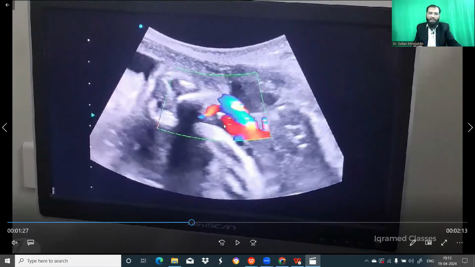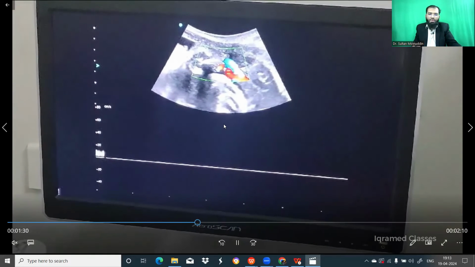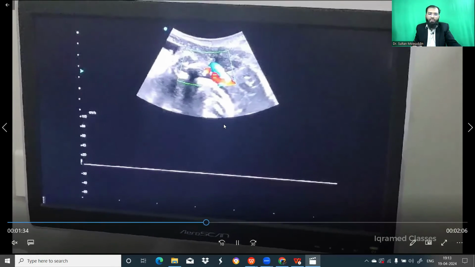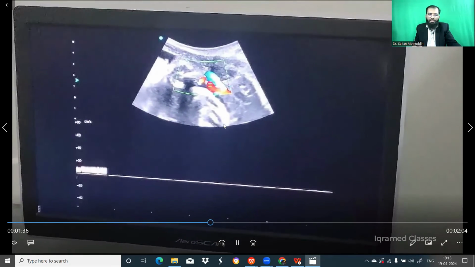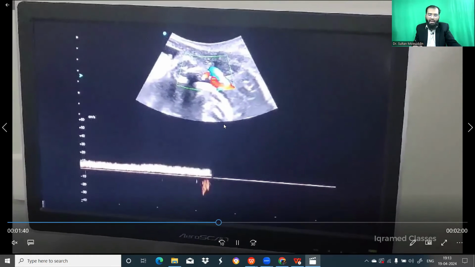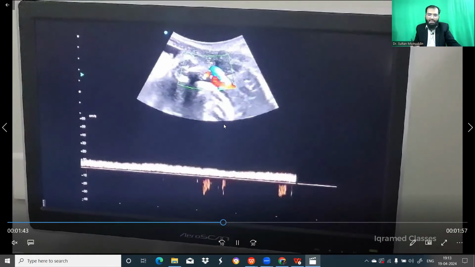Now what has happened here? The fetal part has come in between, right? So here we would wait till this part moves away. So now this part moves away. And now say, look here, what is this waveform? This is the venous waveform. So this is the waveform of the umbilical vein. So umbilical vein waveform is like this.